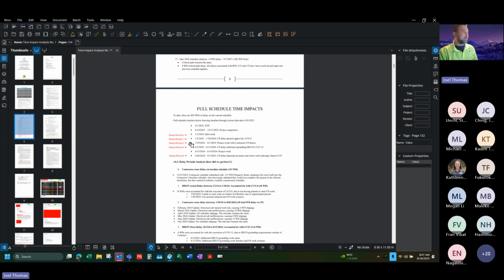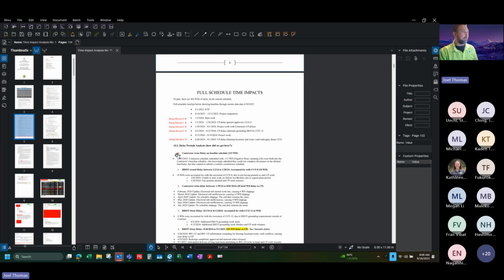okay, delay period 0. I know people don't love that I use 0, but I just use it for my baseline schedule. It's a little bit easier for me because when you get your first schedule update, they always call it update number 1. So in my mind, I start at 0 with the baseline, but you can do it however you want.